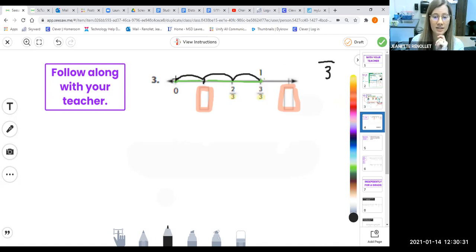If I start at 0 and I count one hop or one space, I know that's my unit fraction. This is 1/3. My first space is always my unit fraction. I know that's called 1/3. Go ahead and check that you have 1/3 labeled correctly on your number line.